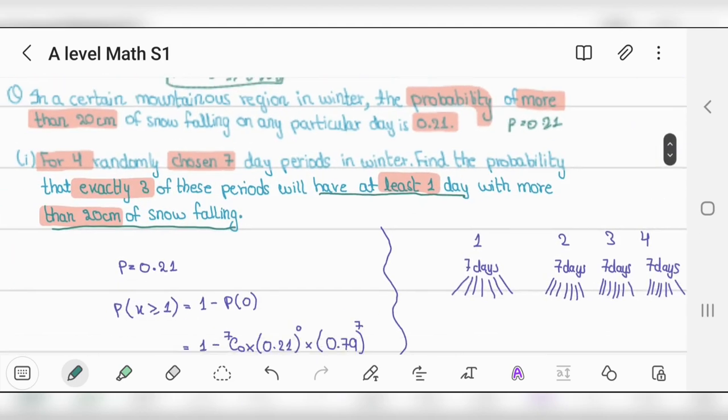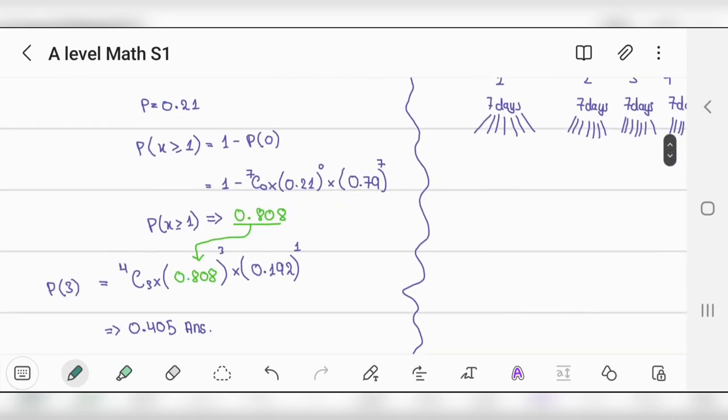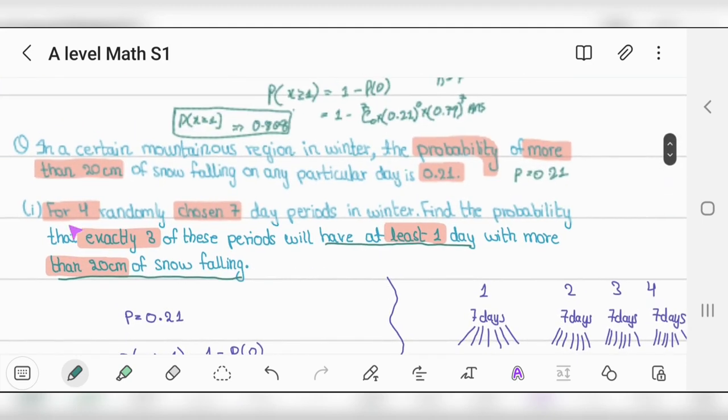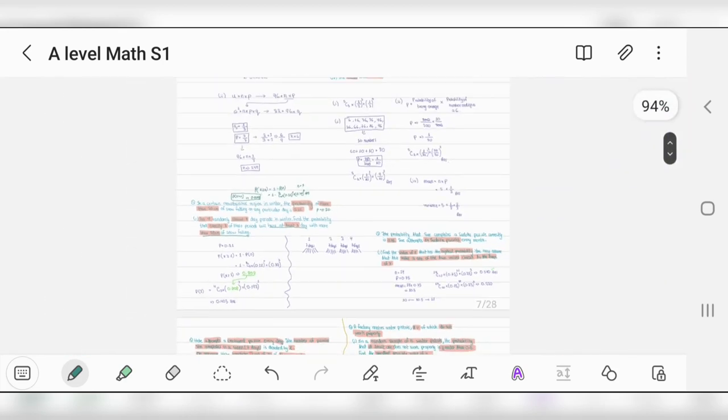Okay, so first of all, what we did here, first we took the probability of having at least one day with more than 20 centimeters of snow falling in a 7-day period. So we have done this, and after finding this, we use it as a probability of success. For four randomly chosen weeks, exactly three of these periods will have this. So 4C3 multiplied with this, and you got the answer. Okay.